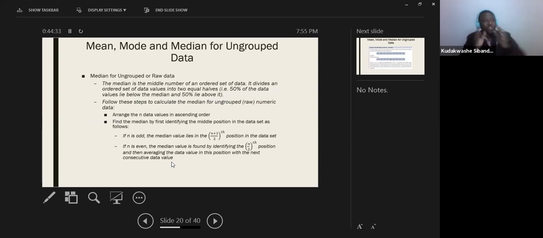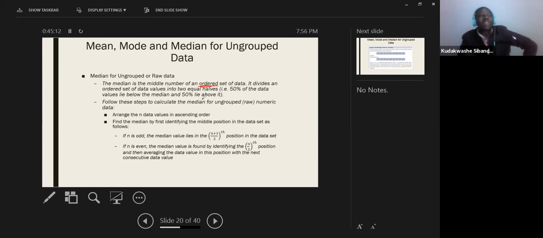Now let's look at the median. This one talks about the position, the middle position of the data. The median is the middle number of an ordered set of data. So the keyword here is ordered. It's ordered, not grouped. When we say ordered, we're not grouping it, we are just writing the values in a certain order.